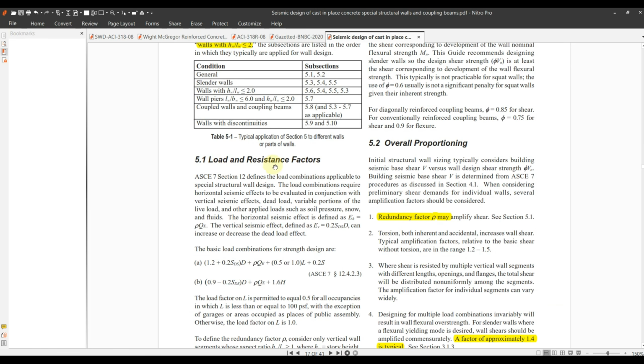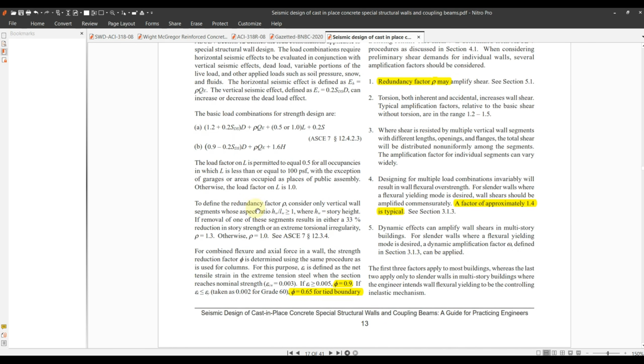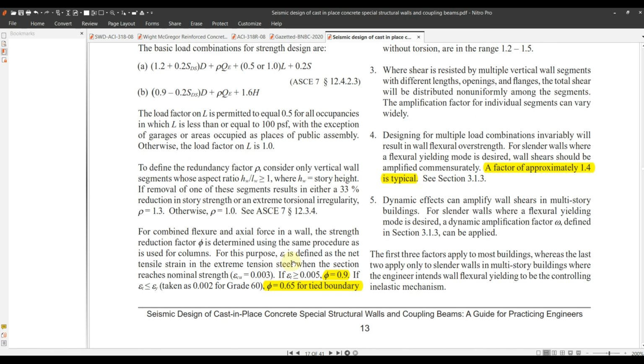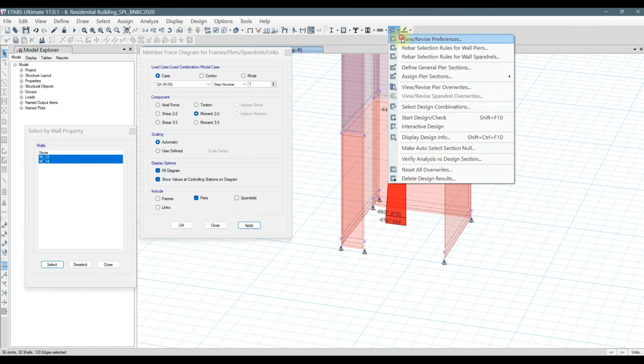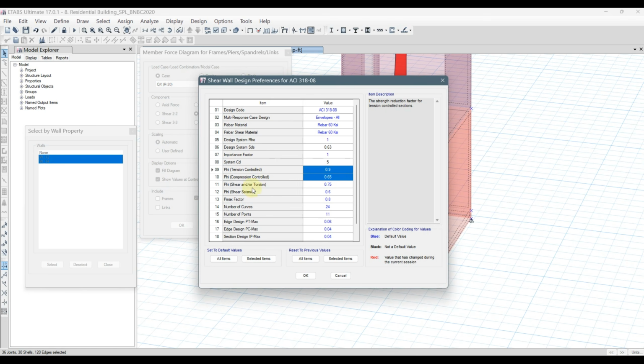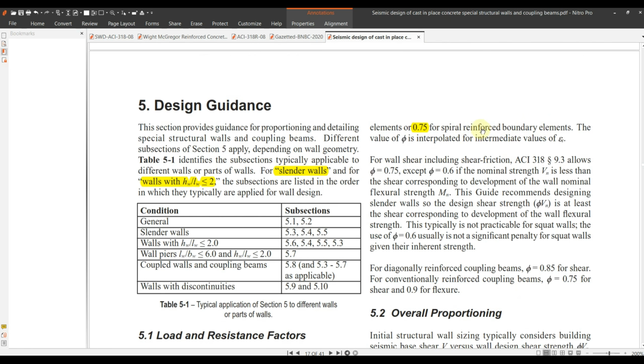Then load and resistance factors. Load combinations are available in our BNBC course, so these are the same. We don't need to take these. For the phi values of flexural calculation, phi will be 0.9 when the strain is greater than 0.005, and phi will be 0.65 when the strain is 0.002. This is the data you input here, and it is automatically given as 0.65 and 0.9. 0.75 is actually not applicable in our case, because we do not detail spiral reinforced boundary elements.